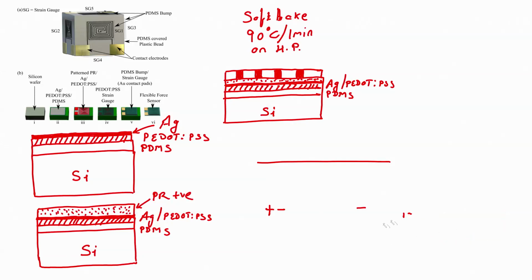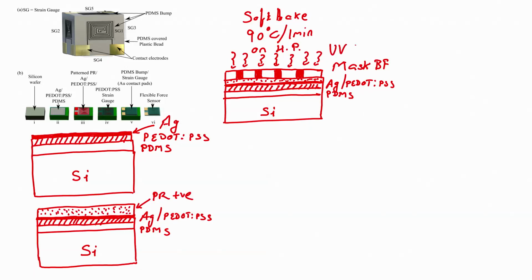Now after loading the mask, that mask was bright field, we can see clearly, right, bright field mask. After loading the mask, what is the next step? Next step is UV exposure, cool. Next step would be Photoresist Developer, right. You have to dip the wafer in Photoresist Developer.